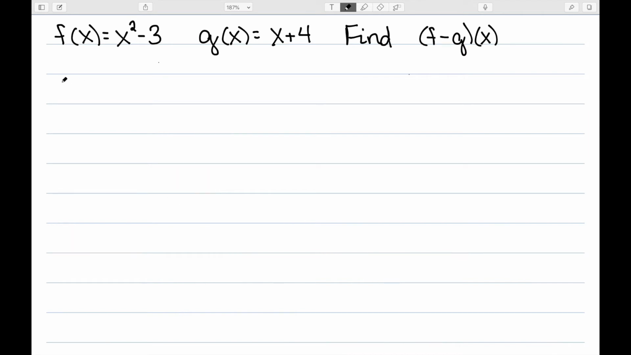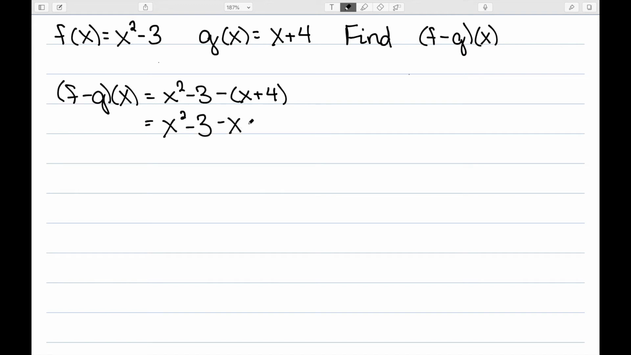The next one I want to find is f minus g of x. So for this one, I would start with f of x, and I would subtract g of x. We need to make sure to distribute that negative sign. This is x squared minus 3 minus x minus 4, which gives me x squared minus x minus 7.